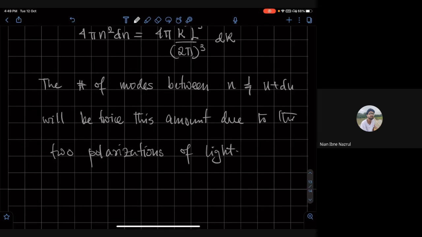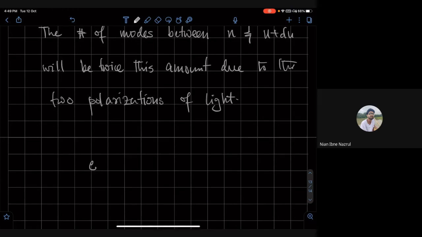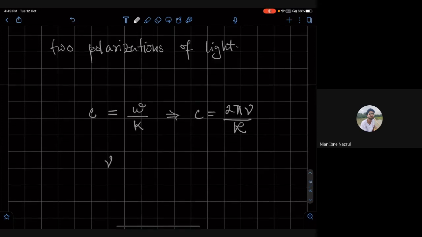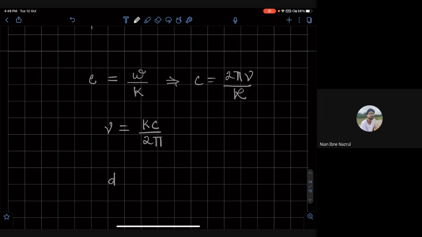So now see that the speed of light is c, and that's related to its frequency and k. In this fashion, of course, omega is nothing but 2 pi nu, which equals kc, so nu is kc by 2 pi. Now, if I take the differential of this equation, c is a constant, so I get c by 2 pi dk. So we can translate our formula from dk to d nu.